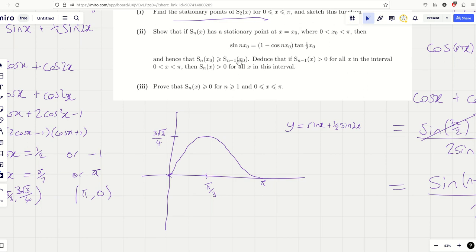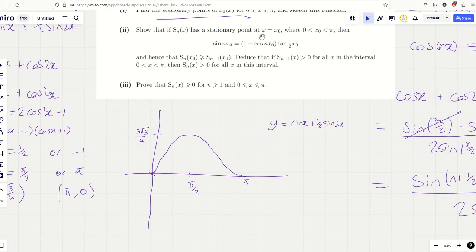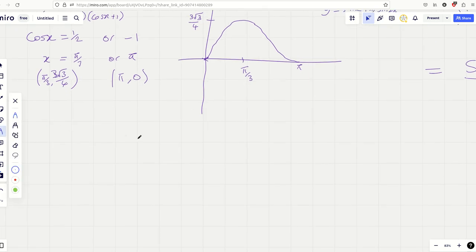Part 2, show that if Sn of x has a stationary point at x equals x0, then this holds. Okay, well, what is Sn of x? Sn of x was defined by the sigma notation to be sine x plus a half sine 2x plus a third sine 3x and so on and so forth until you get 1 over n sine nx. And if I'm going to find the turning points on this curve, I'm going to differentiate it and set it equal to 0. Now, this is what's really nice about this.